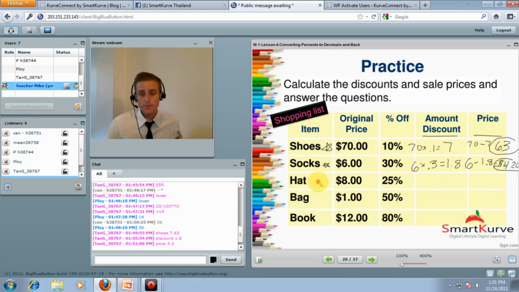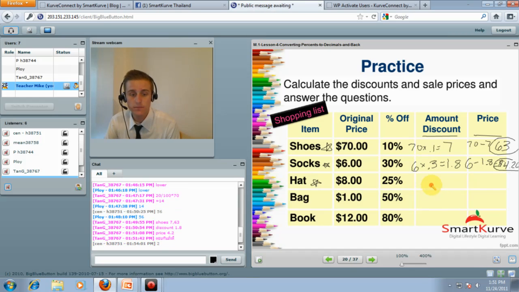Now for number 3, the hat. The original price is $8. It is 25% off. What is the amount discount? Perfect. It is 8 times 0.25. That gives us a $2 discount.